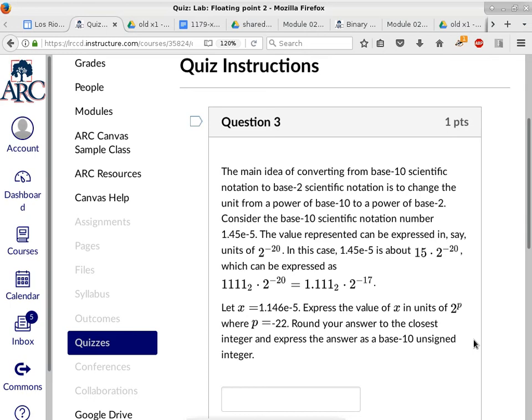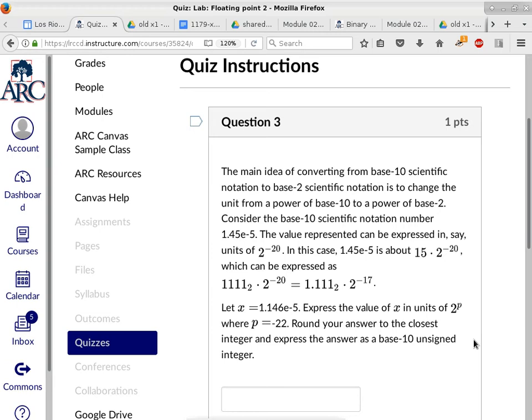The main idea from converting from base 10 scientific notation to base 2 scientific notation is to change the unit from some power of 10 to some power of 2. That really is the whole idea of conversion from base 10 scientific notation to base 2 scientific notation. We are changing the unit. That's all we're doing.